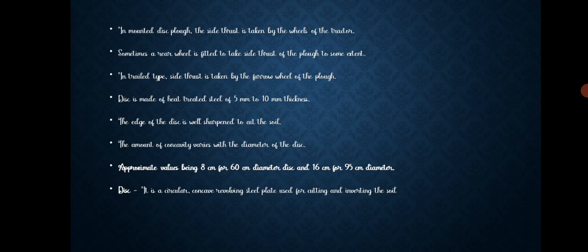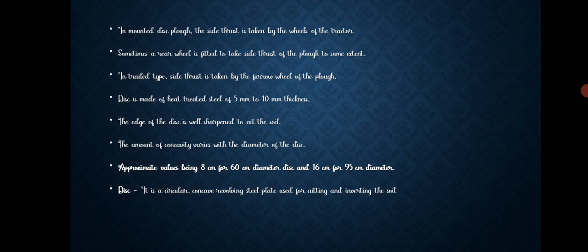The disc is made up of heat-treated steel of 5 mm to 10 mm thickness. The edge of the disc is well sharpened to cut the soil. The amount of concavity varies with the diameter of the disc, the approximate value of concavity being 8 cm for a 60 cm diameter disc and 16 cm for a 95 cm diameter disc.